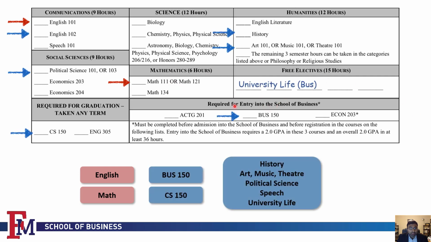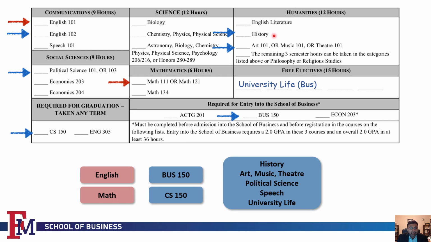You should be in a Business 150 class. This is the introduction to business. You take this class, the very first class, when you start. If you are in Math 111, you may take CS 150. Otherwise, you should wait till you are in Math 111 to take CS 150 in your second semester.